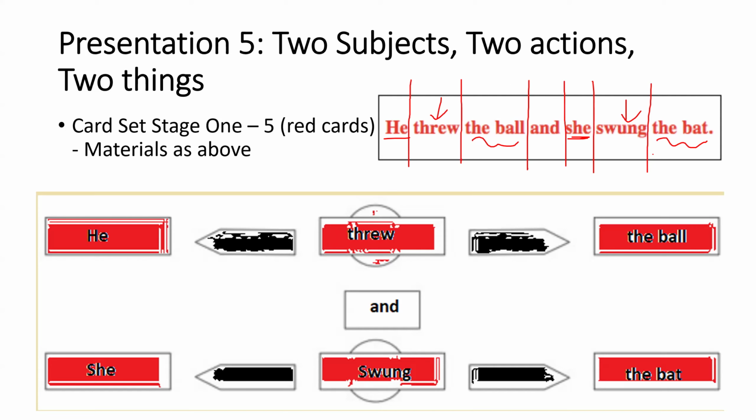So, that's the reason we always say we should have two sentences. One for the reference, one for cutting. So, make two cards with the same sentence. Cut it in front of your invigilator. Then start demonstrating your exercise. So, always pick threw, swung. I have two things. Who threw? He threw. What did he throw? The ball. Who swung? She swung. What did she swing? The bat.